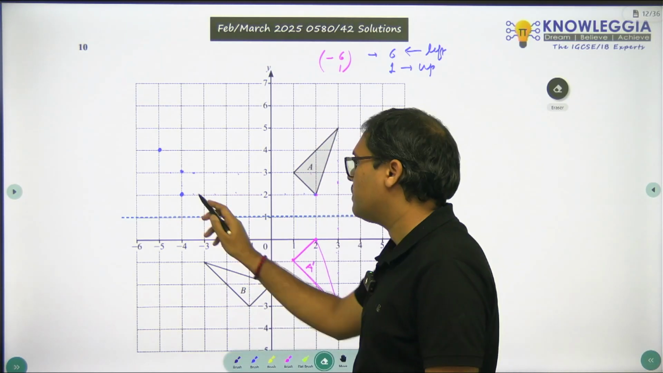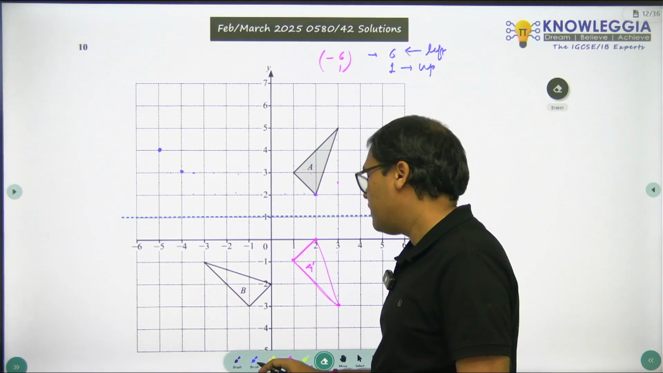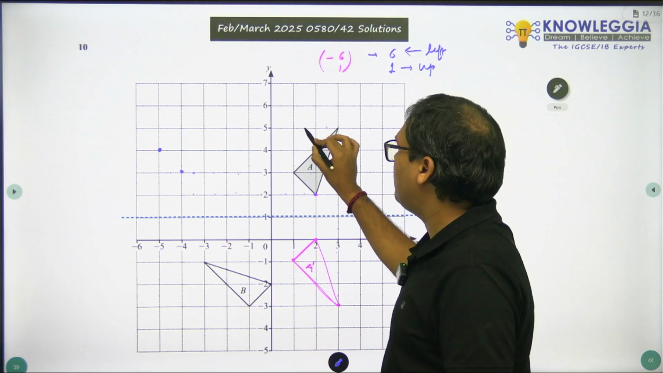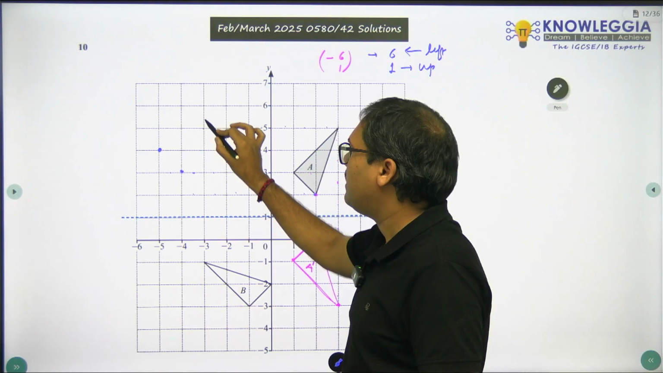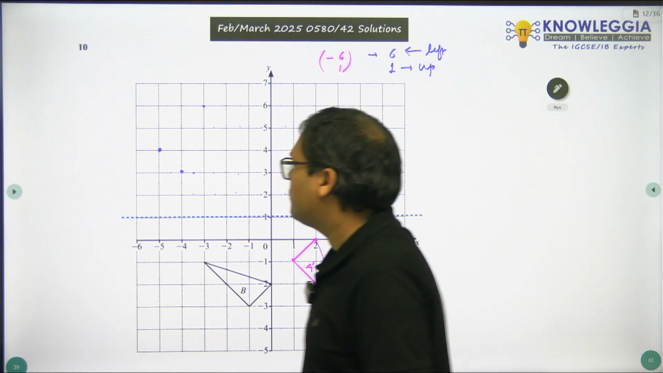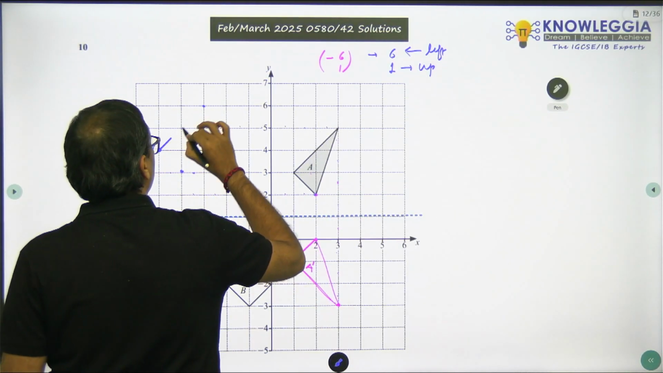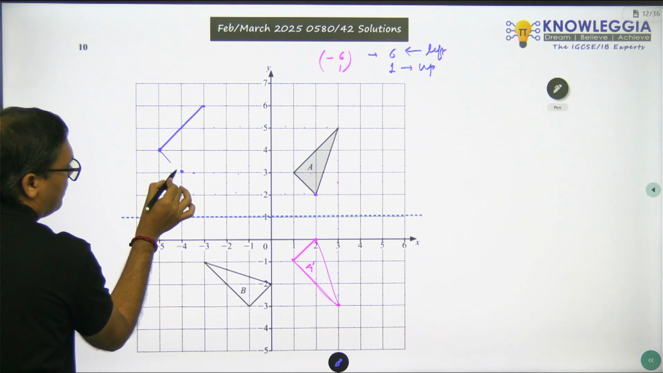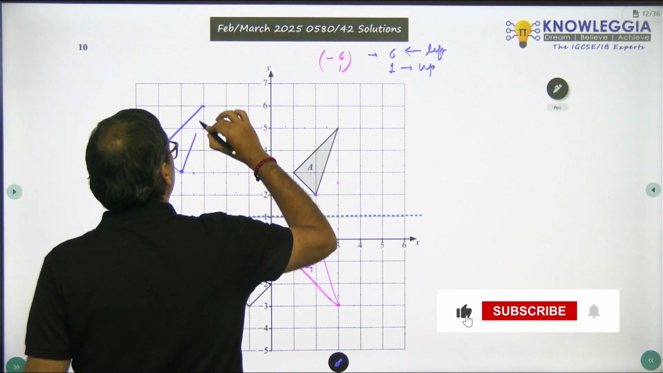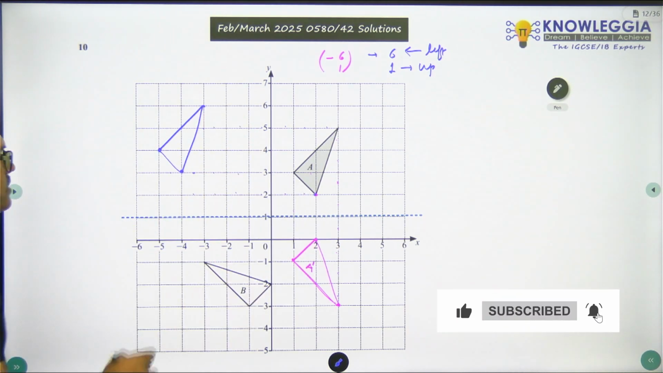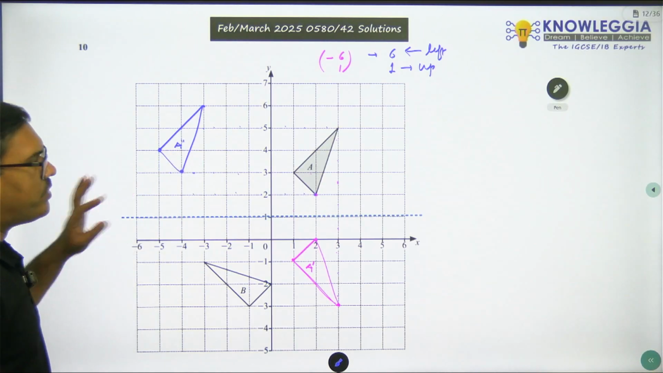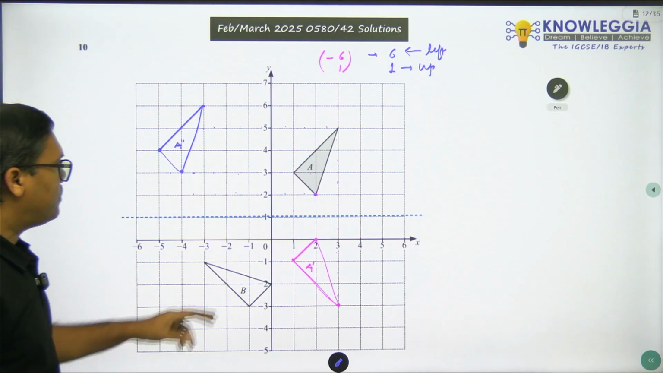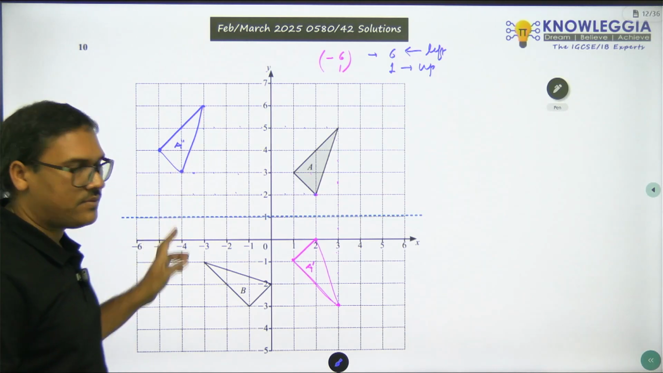So this will go. Now same logic. You can see 1, 2, 3, 4, 5, 6. Right? So this point will come here and 1 unit up like this. So what is the figure? This is the image. You can see after translation. This is how you can draw. So this is the answer for the second, A double dash. Okay. So this is how you do the translation. Now, so this is the answer for A. This is for this. Okay.